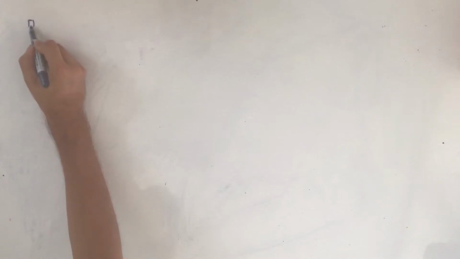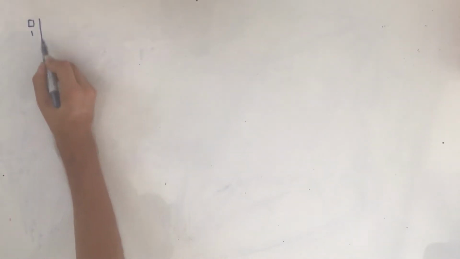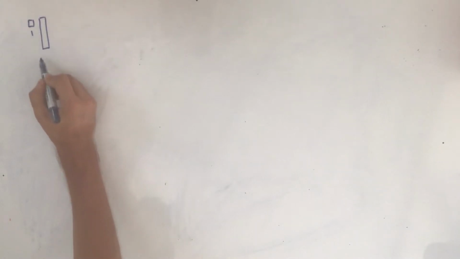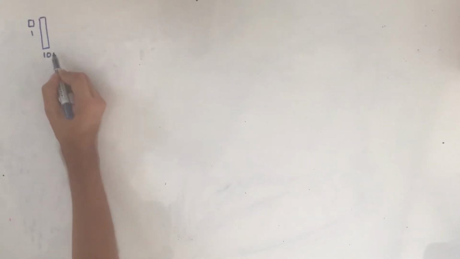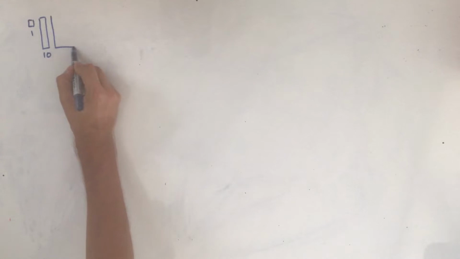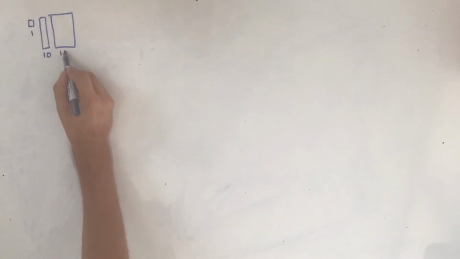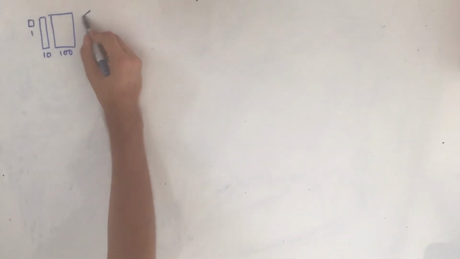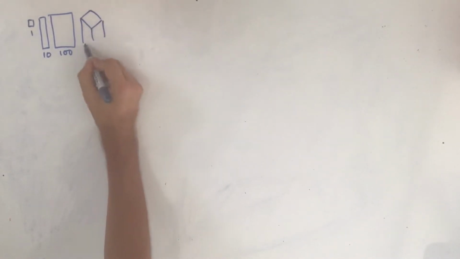So I'm going to draw a small square for my 1, a rectangle for my 10, a larger square for my 100, and a cube to show 1000.